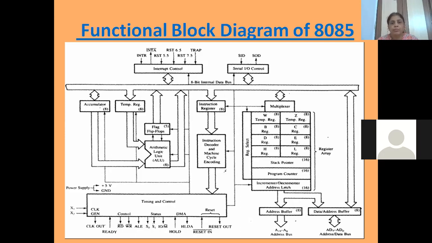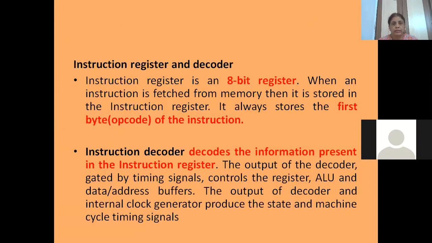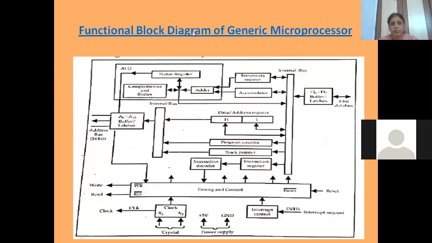So this is a 4 mark question. It is there in your board exam. We have one more diagram of this type, that is called the functional block diagram of a generic microprocessor. Generic means general purpose microprocessor. So in this, if you can see, it is before the 8085 microprocessor.